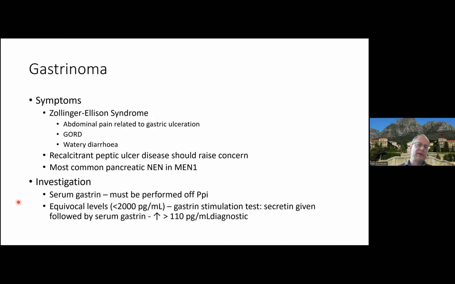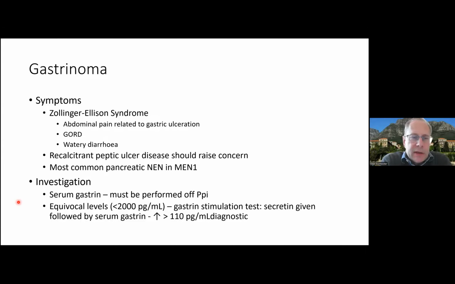An important point is that when you do gastrin, and this applies to chromogranin A as well, PPI use can falsely raise the chromogranin and the gastrin. So ideally, the test should be done with the patient off a PPI. However, if you have significant concern that the patient may become overtly symptomatic or develop complications while off the PPI, you can put them on an H2 antagonist in the interim.